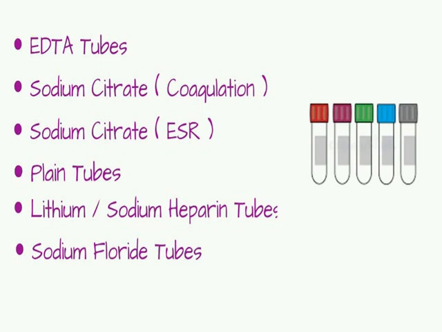In this case, you should follow a standard order of drawing and filling these tubes. So you start with sodium citrate for coagulation, sodium citrate for erythrocyte sedimentation rate, plain tubes, lithium sodium heparin tubes, then EDTA tubes, and lastly sodium fluoride tubes. And this order is used to prevent affecting the results and overlapping between anticoagulants.